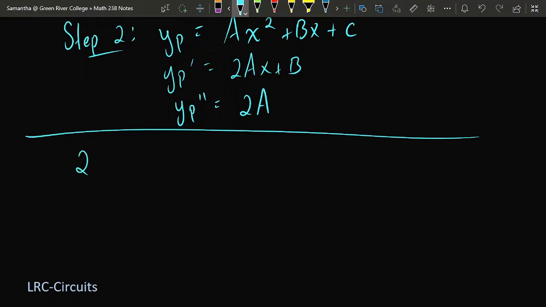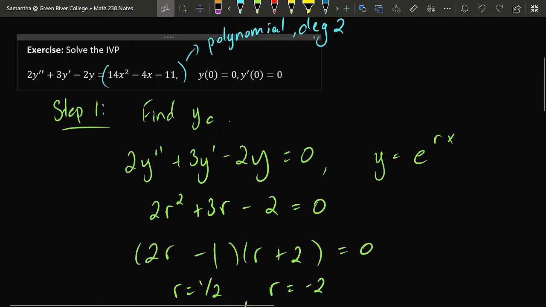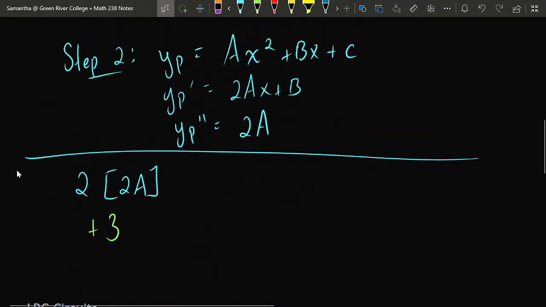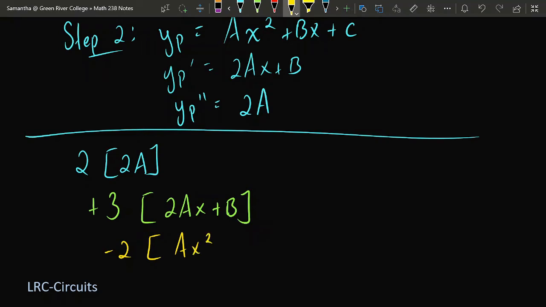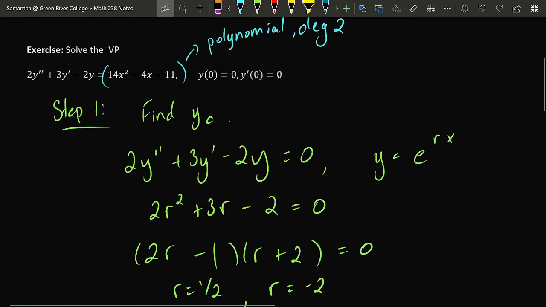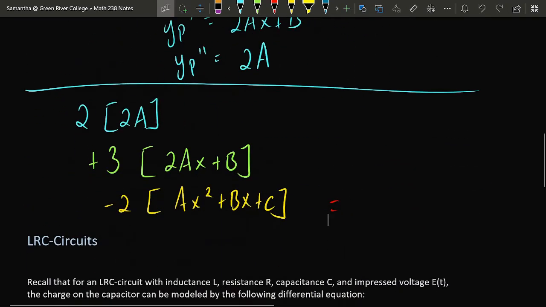So we had 2 times y double prime. We had plus 3 times y prime. And we had minus 2 times y. We wanted that to be equal to the expression on the right-hand side, which contained 14x squared minus 4x minus 11.